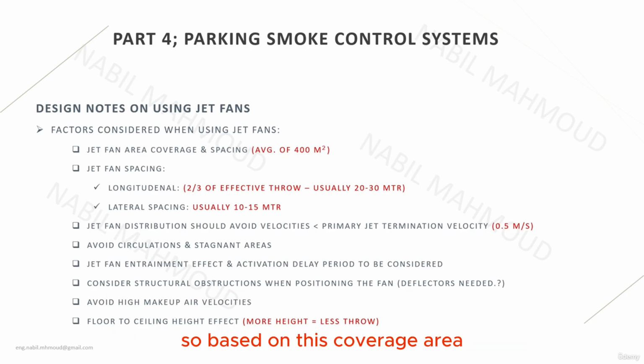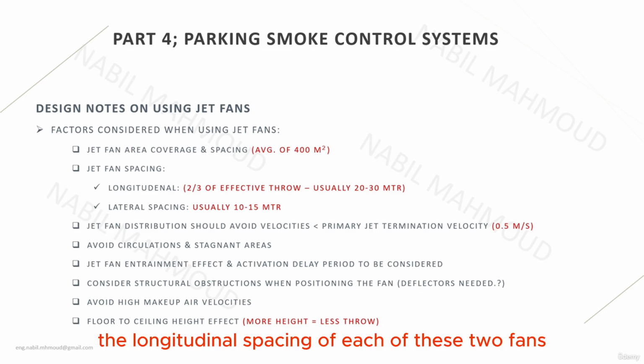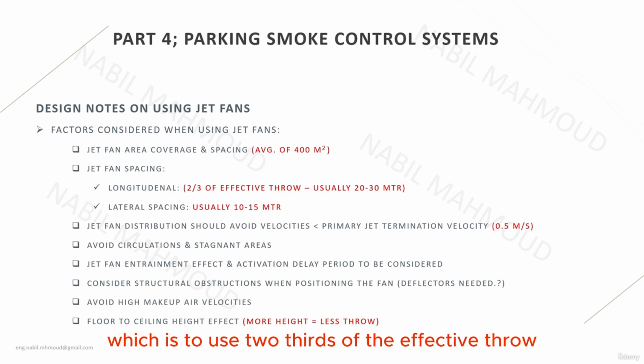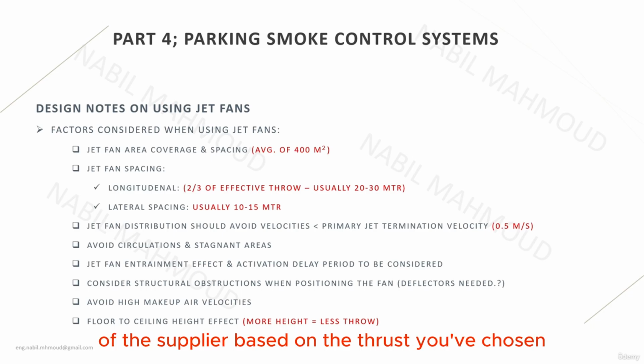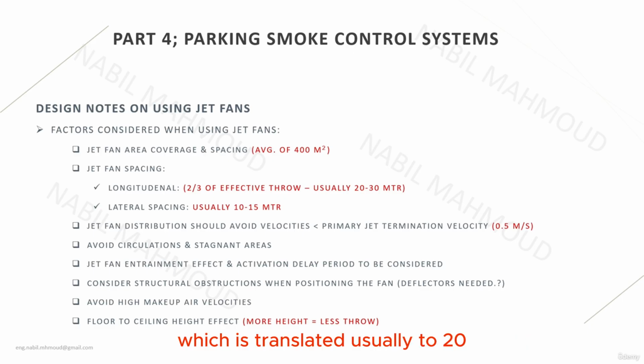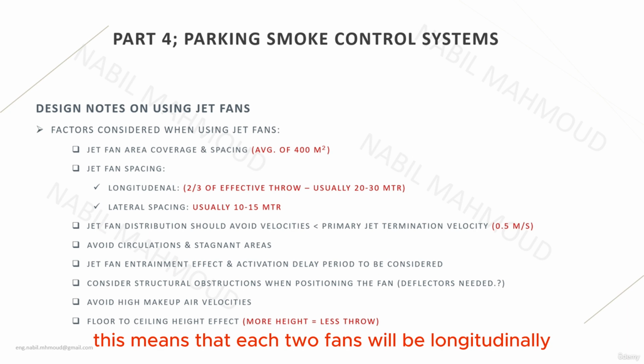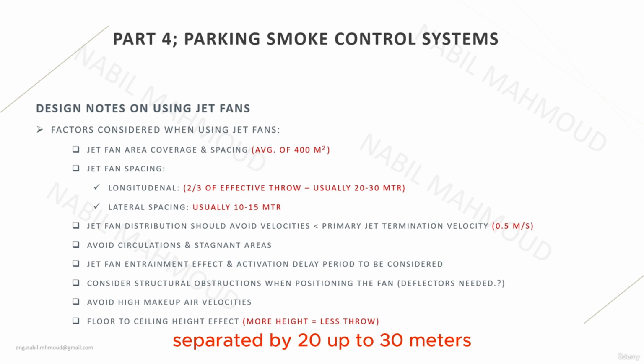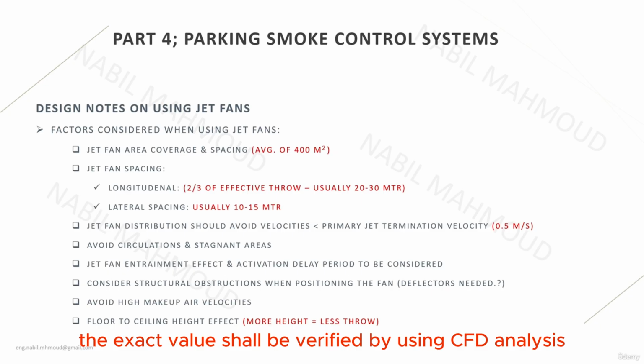Based on this coverage area, you need to understand that there is a longitudinal spacing between each two fans and a lateral spacing between each two fans. For the longitudinal spacing, there is a general and common rule of thumb, which is to use 2/3 of the effective throw that you will find in the supplier's selection sheet based on the thrust you've chosen, which usually translates to 20 up to 30 meters for the majority of the fans. So each two fans will be longitudinally separated by 20 up to 30 meters. The exact value shall be verified by using CFD analysis.